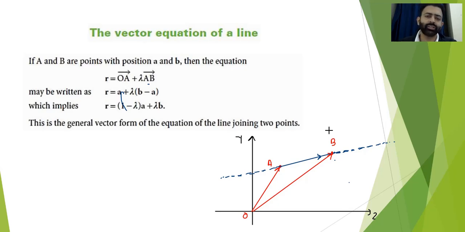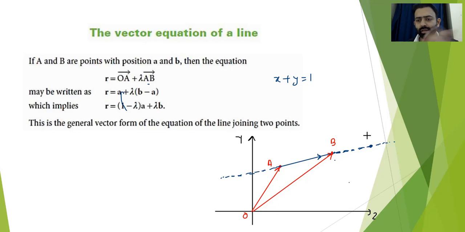A point should satisfy the condition. If I say that the equation of a line is x plus y is equal to 1, this means that all the points which lie on this straight line will satisfy this condition. In the same way, for the vector form of the equation of a line, instead of points we have the position vector. Any position vector which lies on this extended line AB will satisfy the equation.